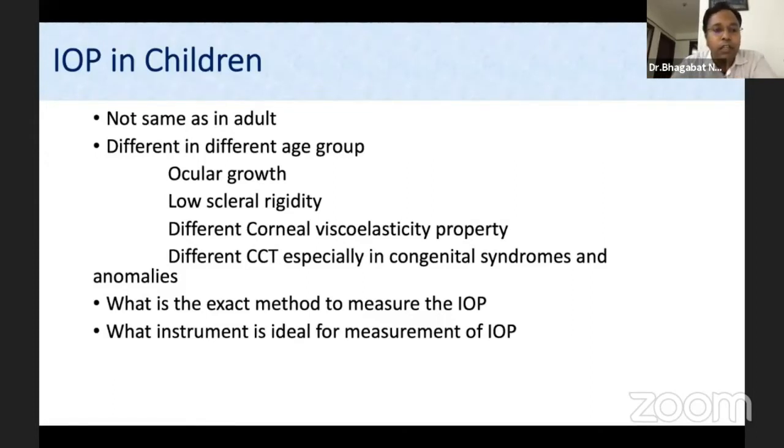As Dr. Pandav told, ocular growth occurs from birth to nearly 13 to 14 years, and they have low scleral rigidity. They have elastic sclera. They have different corneal viscoelastic properties, in terms of corneal hysteresis, corneal resistance factor, etc. They also have different central corneal thickness from birth, slightly in a higher range, especially in congenital syndromes and anomalies. So this is different from adults. What is the exact method to measure IOP in children, and what instrument is ideal for measurement of IOP? I will focus on these factors.